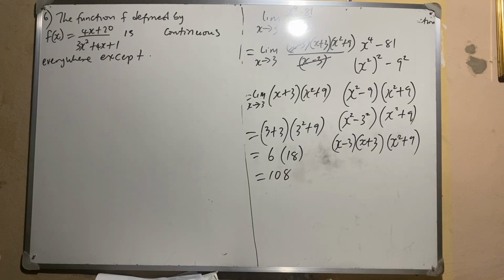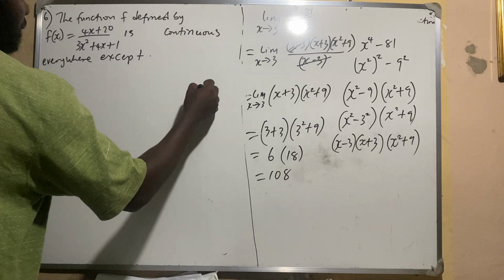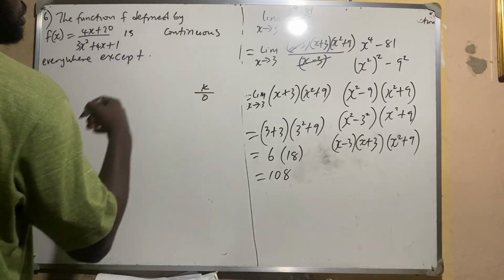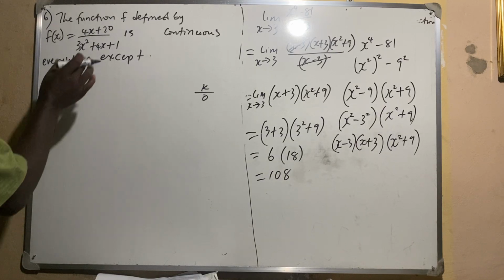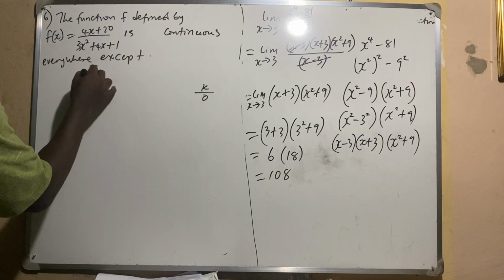Okay, now for something not to be continuous, the only thing that makes something not to be continuous is when the denominator is 0. Anything at all divided by 0 is undefined, so it cannot be continuous. So whenever you are given an equation and they say that it is continuous everywhere except, it means find the point where it is not continuous. So the first thing you do is, the only thing that will make it not continuous is whenever this denominator is 0. So you say that what?